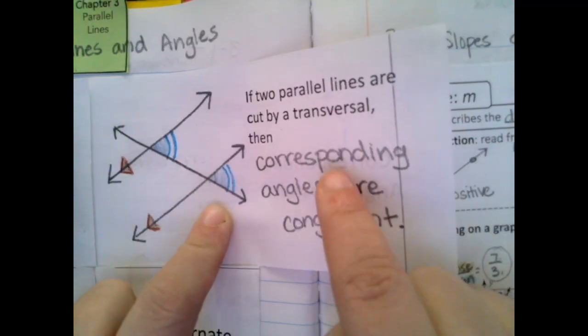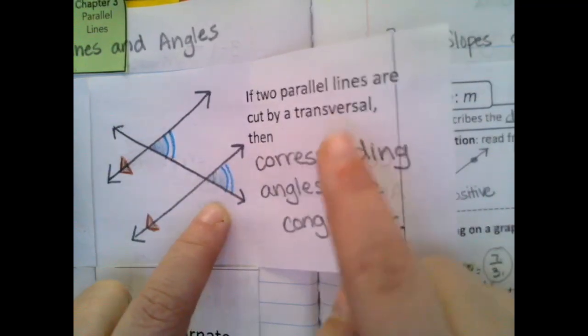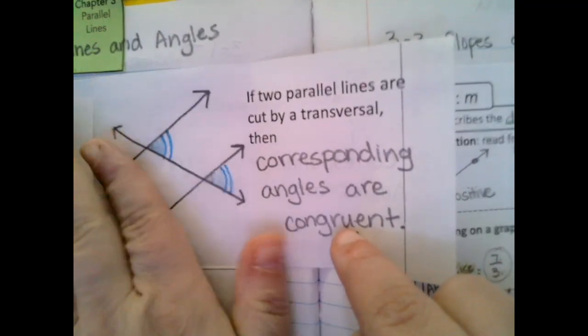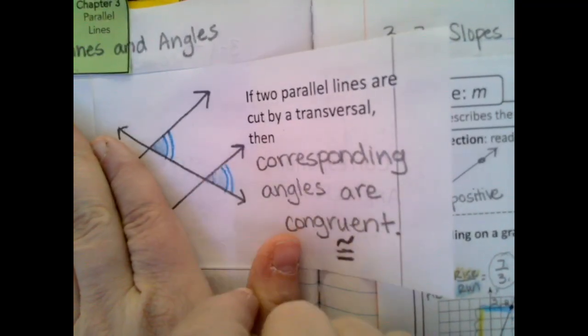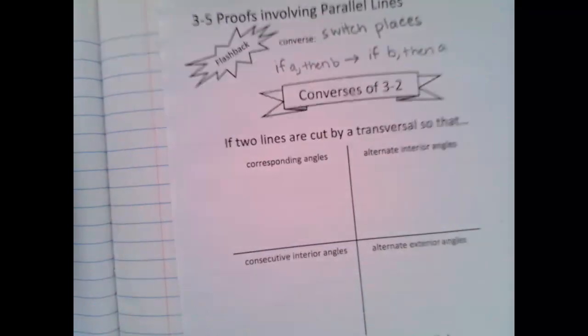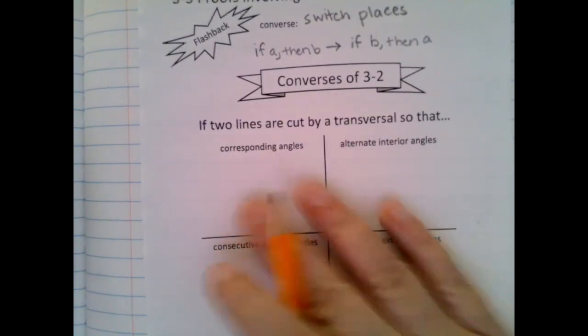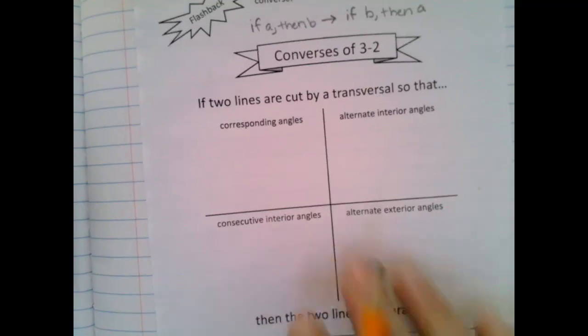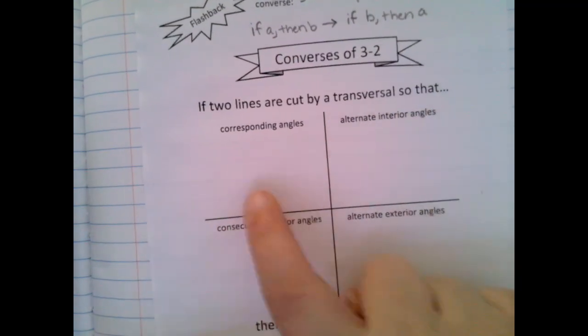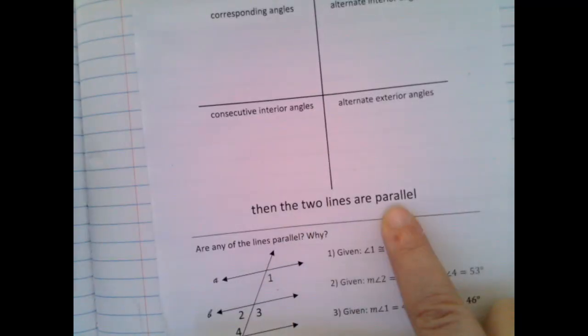Okay, so we're going to be doing the converse. So instead of starting with parallel lines and then saying they're congruent, we're going to first say these are congruent. Now what? Now the lines are parallel. We're just going backwards. Okay, so as we take a look at all four of these, rather than writing it out four different times, they all start with saying if two lines are cut by a transversal so that, and then you pick one of these four. If one of those four happen, then the lines are parallel.